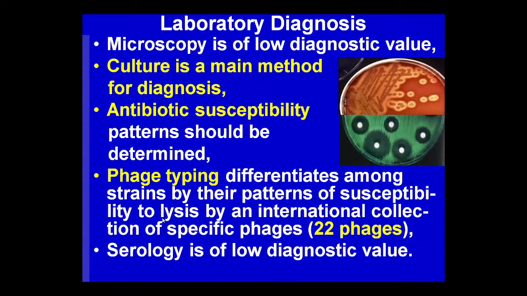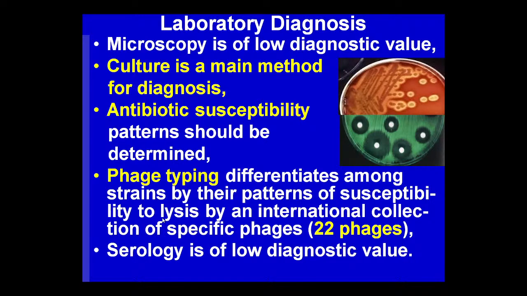Okay, and of course, once we identify the microbe as pathogenic Staphylococcus aureus, we have to perform antibiotic susceptibility tests, because it can easily develop resistance. That's why we need to know with what particular drug we have to treat this particular patient.